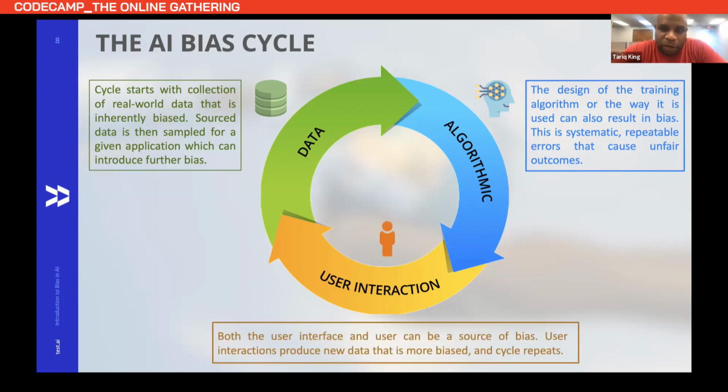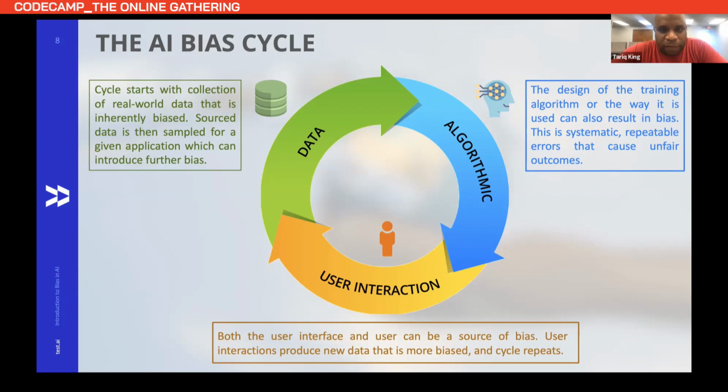Like people are a third part of this cycle because your user interface and your user themselves can be the source of bias, right? We just saw all of our cognitive biases and stuff like that. And then we interact with the software, we produce new data, and then that cycle repeats, right? So this is the bias cycle that we see in machine learning systems.